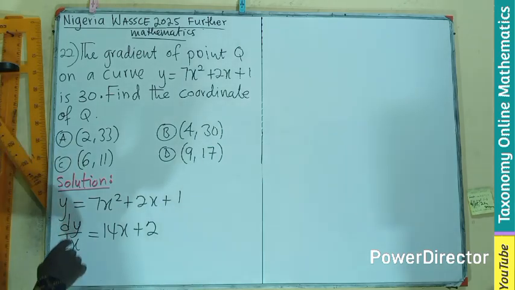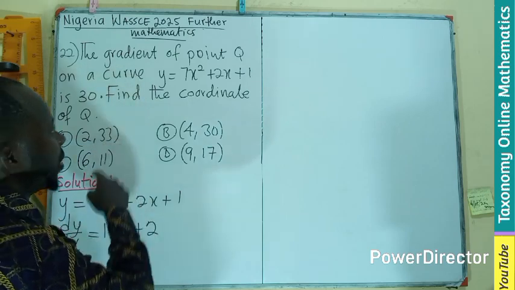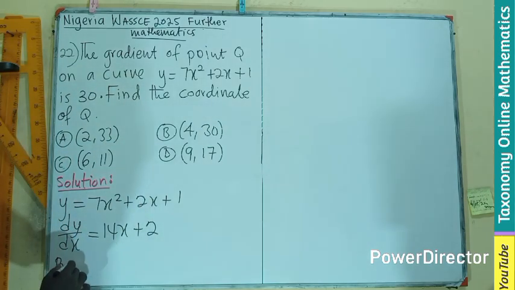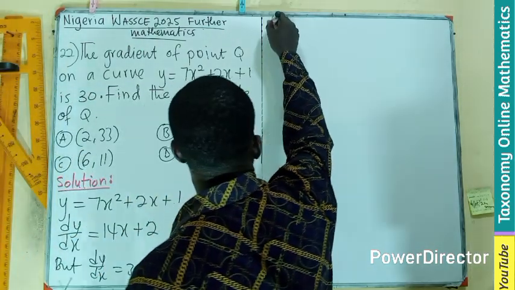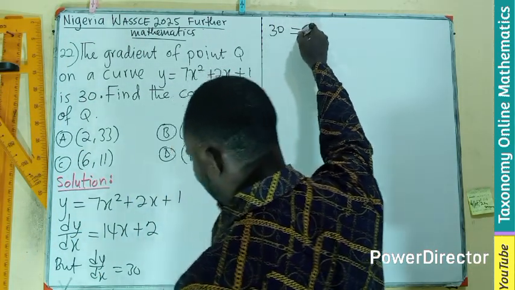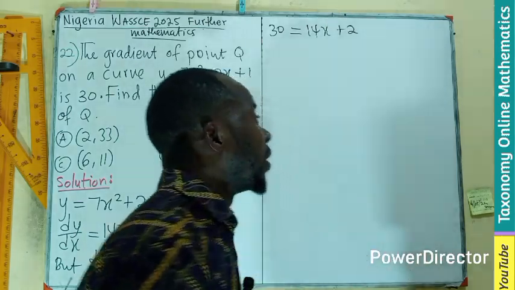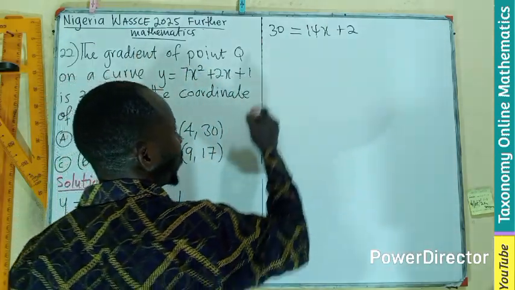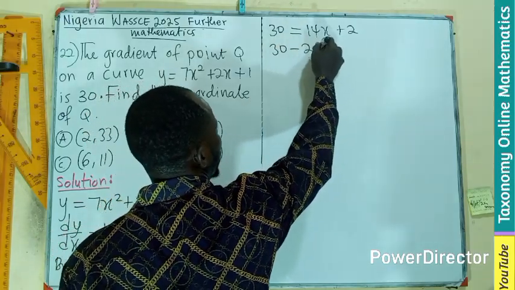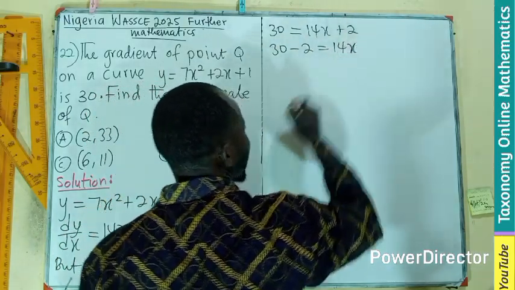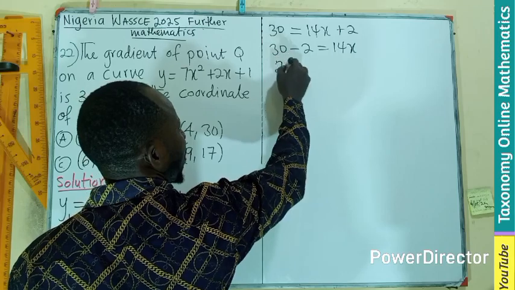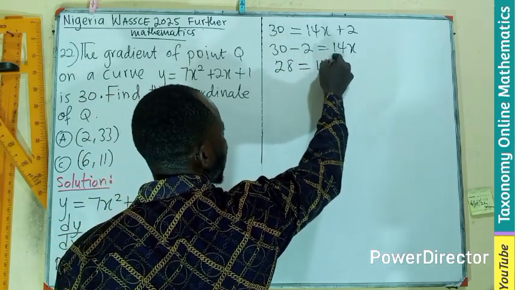Now, they are saying that the gradient, this dy/dx, is given as 30. So if you substitute, that means 30 is the same as 14x plus 2. It's an equation, we need to find x. So 30 minus 2 equals 14x. If you subtract that, you still have 28.